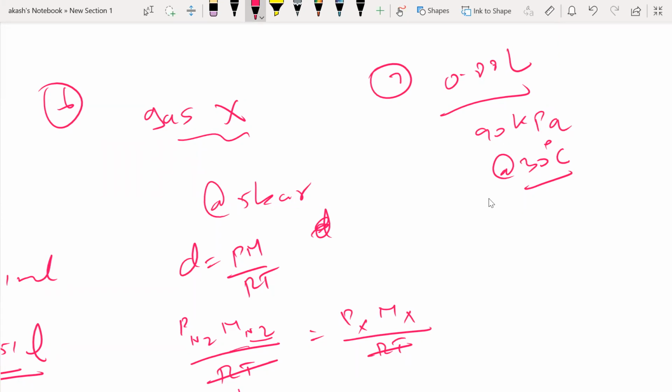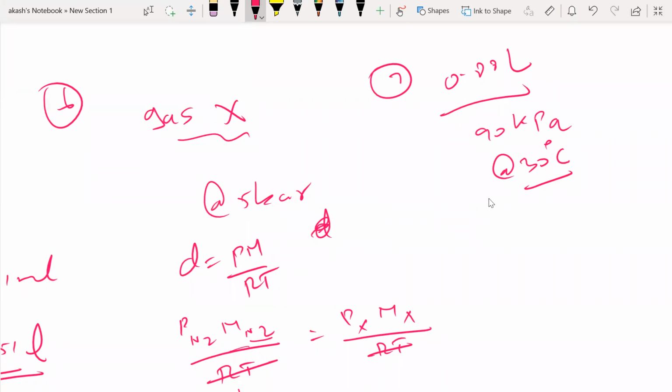Sir, are all the noble gases monoatomic? Yes, all of the noble gases are monatomic. And all the halogens are diatomic. Yes, all non-metal gases are generally diatomic, except for phosphorus and sulfur. Sulfur will be S8, phosphorus will be P4.